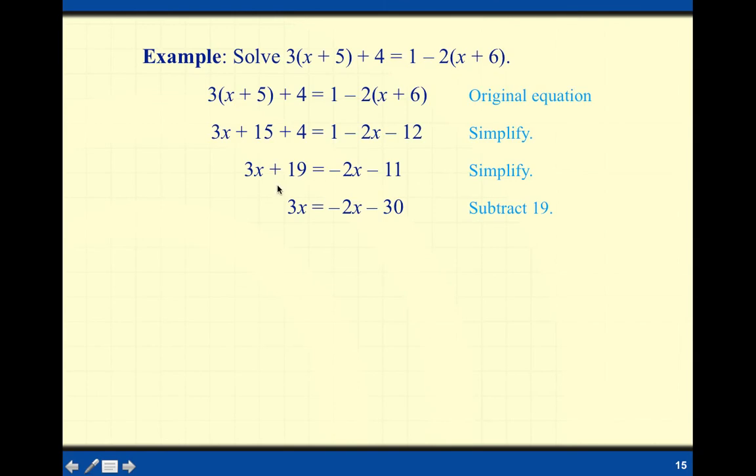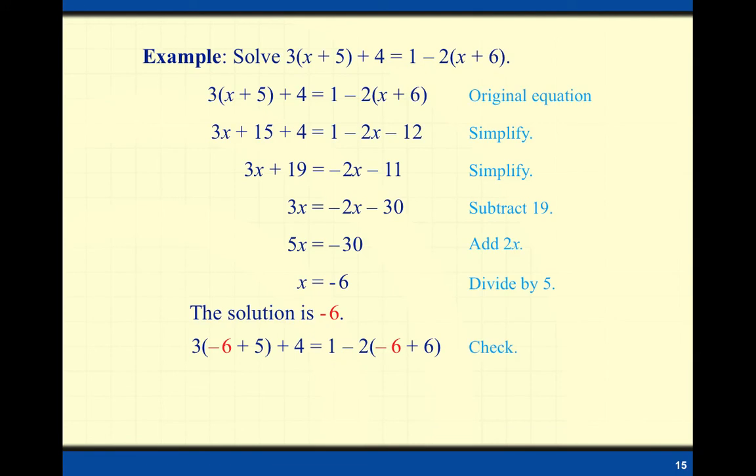Ililipat ko na naman si negative 2. So, magiging positive 2 plus 3x, 5x. And then, didivide ko sila both sides by 5, makukuha ko negative 6. Then, the solution is negative 6.